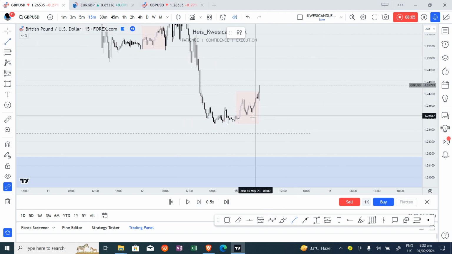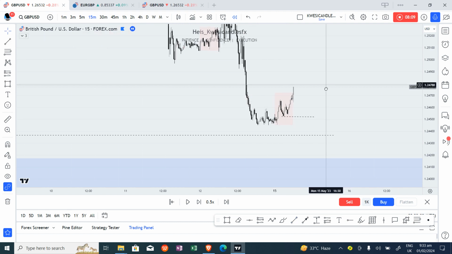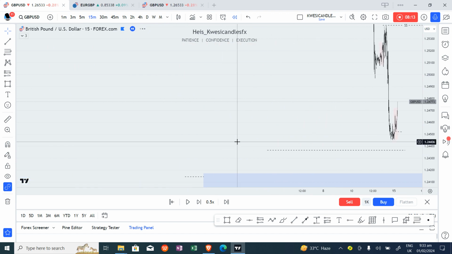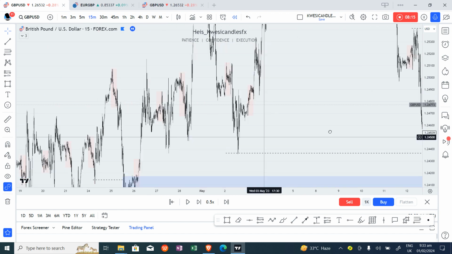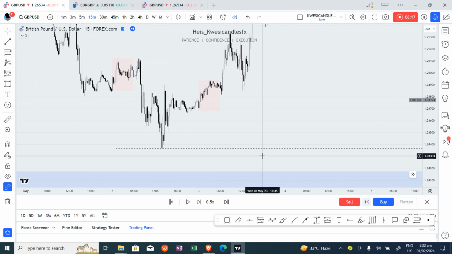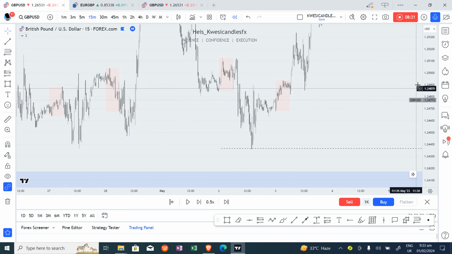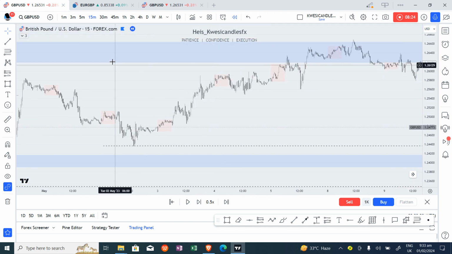Here is my liquidity. Mind you, I trade liquidity and structure alone, so expect more of those things. Okay, market is actually reacting from here. Wow, that's crazy.